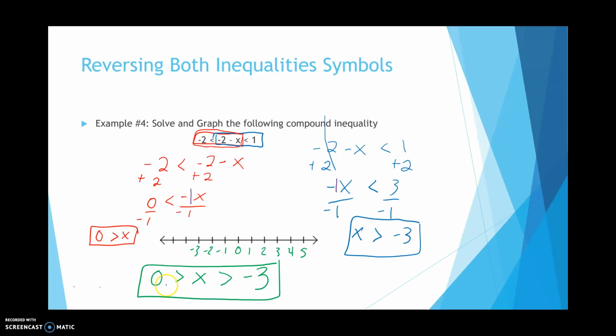We have an open circle at 0. 0 is greater than x, and x is greater than negative 3. So we also have an open circle at negative 3, and x is anything between 0 and negative 3. And that would represent my inequality, which that would be an and compound inequality situation right there.